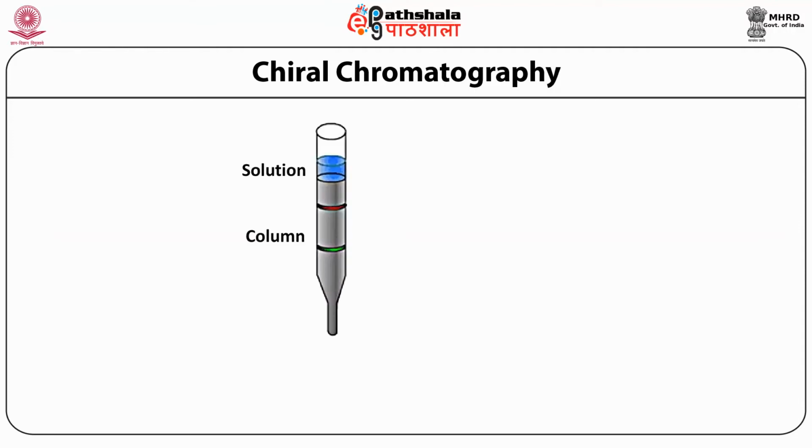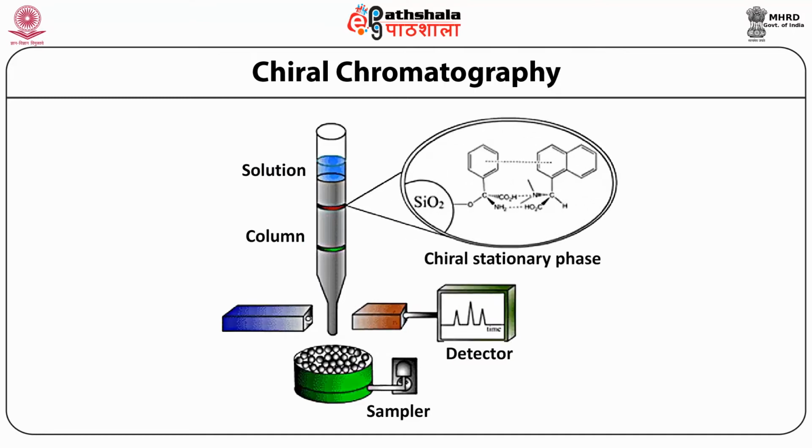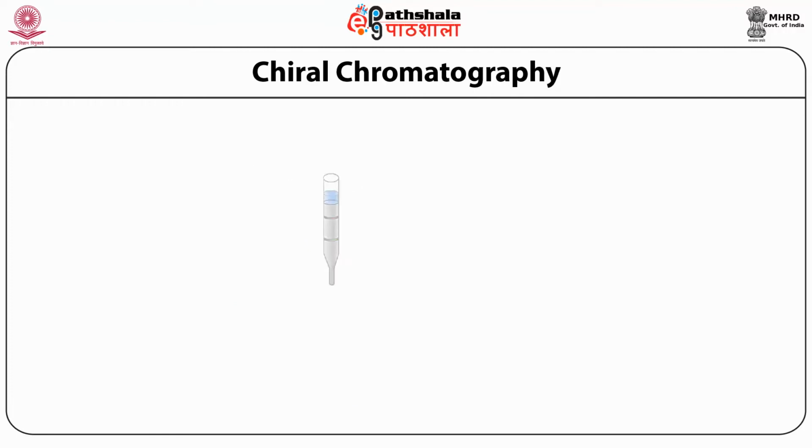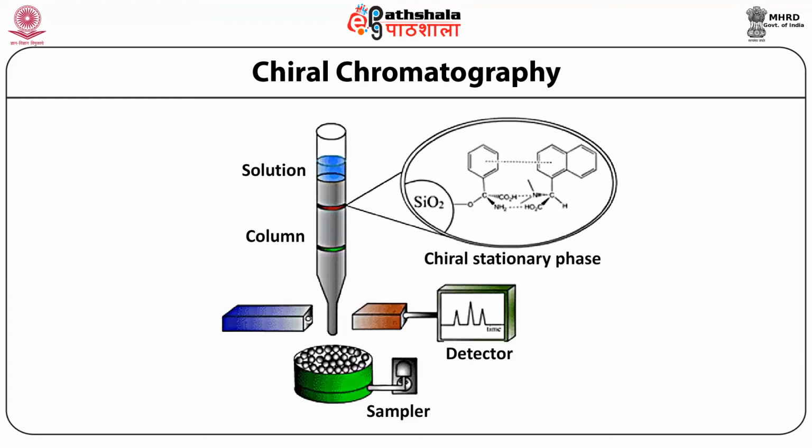Here is the picture of separation through chiral chromatography of the compound. The solution is passed through the column made up of silica gel, and here the chiral compounds are separated out by using a specific type of mobile phase, and then these chiral compounds are collected, passed through the detector, and then detected by the detector. The sample of the compound is also collected and it can be recovered from the passing solution.